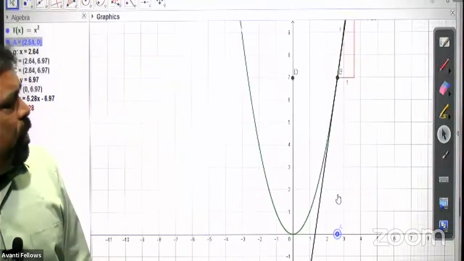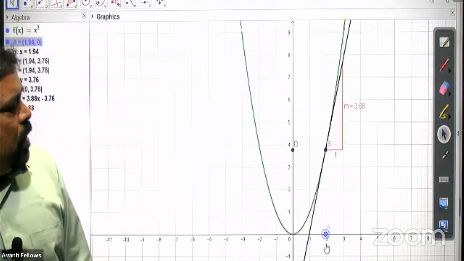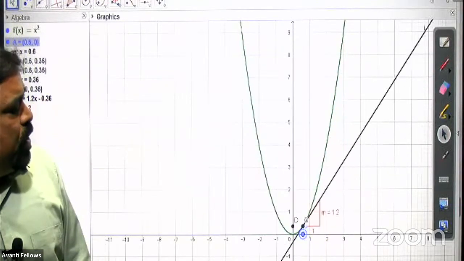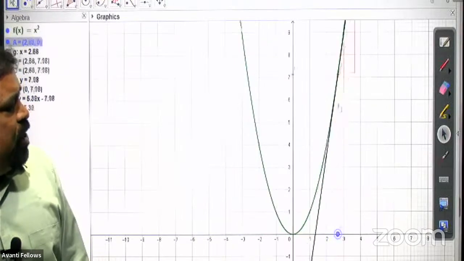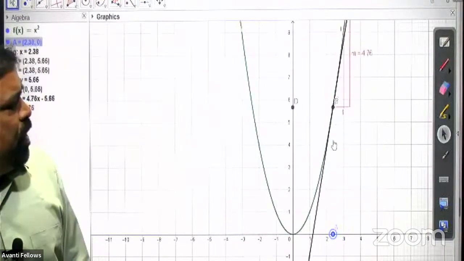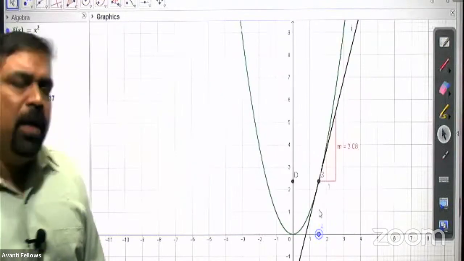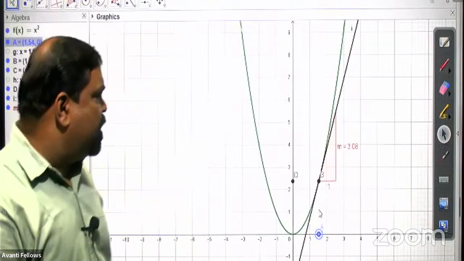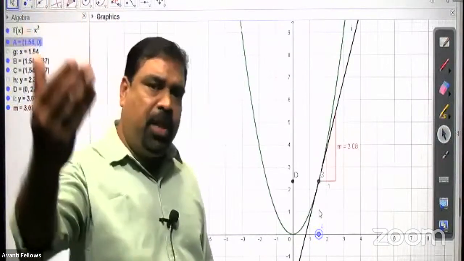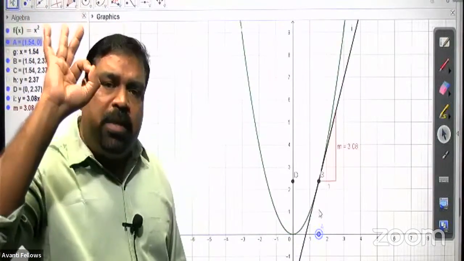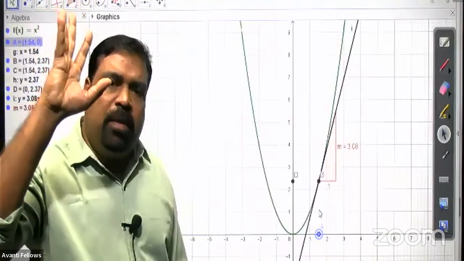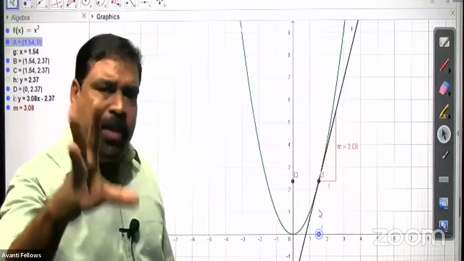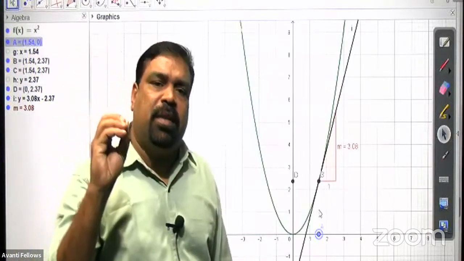Slope is a positive number. That means the value of dy by dx is positive in this interval. Which interval? 0 to infinity. So that indicates the increasing nature of the function. So if a function is of increasing nature, then its derivative will be positive. If dy by dx is positive, we can say that the function is increasing.